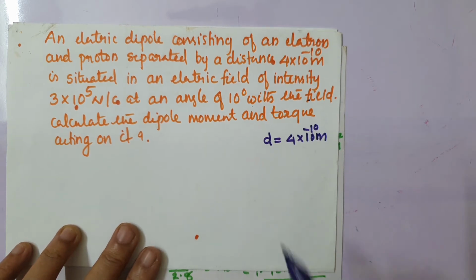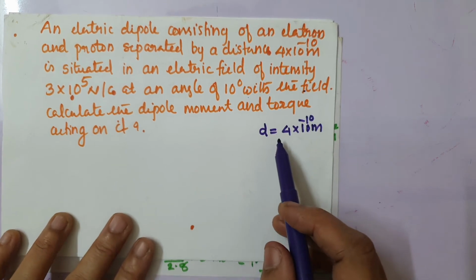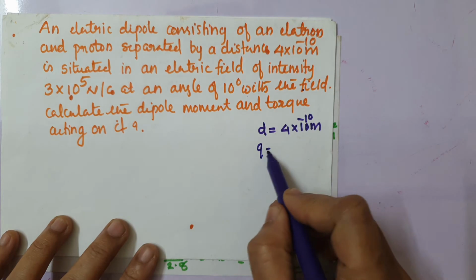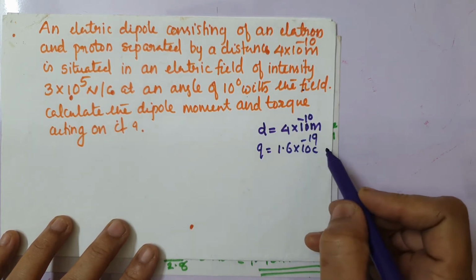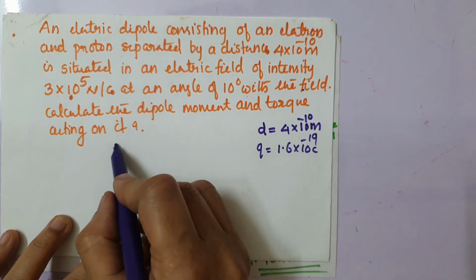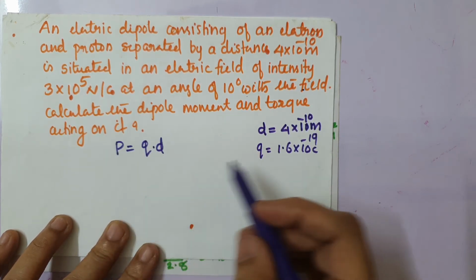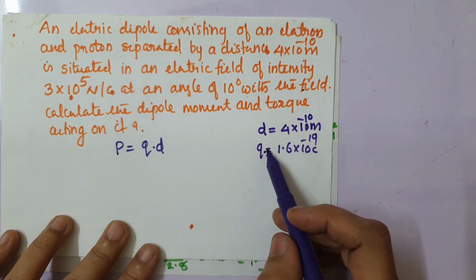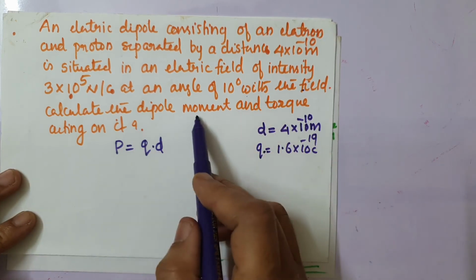That is, the two charges, positive charge and negative charge, are separated by a distance 4 into 10 raised to minus 10 meter. And the charge can be written as Q is equal to 1.6 into 10 raised to minus 19 coulomb. And hence we can calculate the dipole moment. The dipole moment P is equal to Q into D. Q and D are given, and from Q into D we can calculate the dipole moment.